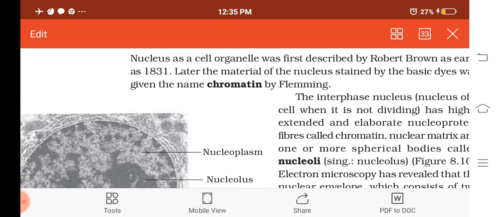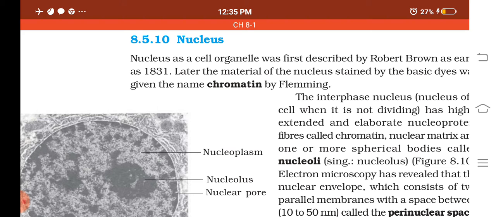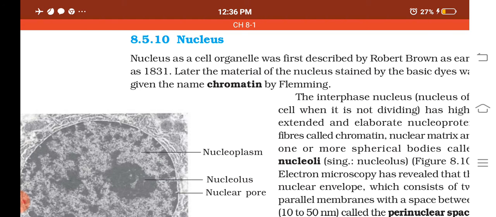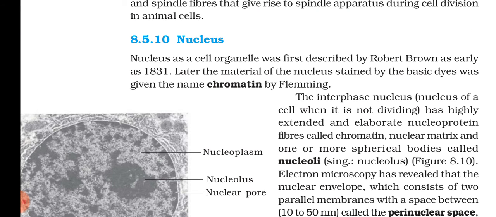So when a nucleus is observed in its interphase stage, what is interphase? That also we will study in detail in the next chapter. Interphase is the stage where the cell is not dividing. So in the nucleus of an interphase cell, you can see there is a membrane known as the nuclear membrane, then a matrix known as nucleoplasm, and in that you can see a highly extended and elaborate, entangled mass of nucleoprotein called chromatin.